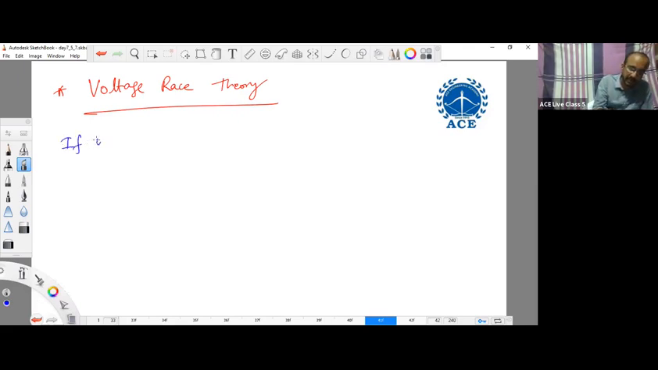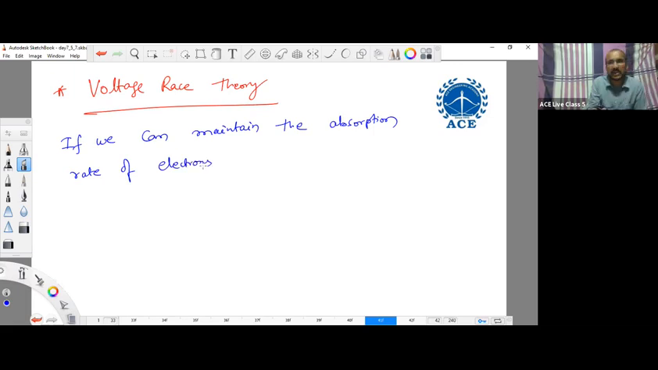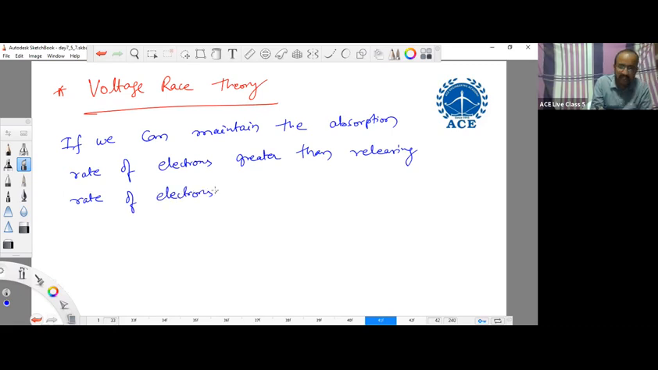If you can maintain the absorption rate of electrons greater than the releasing rate of electrons, the arc can be quenched.